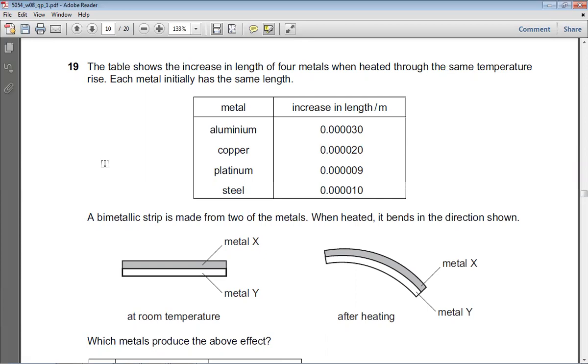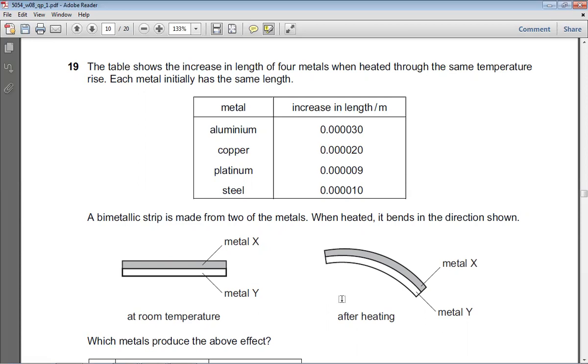So a bimetallic strip is made from two of the metals. When heated, it bends in the direction shown. You see, here you can see that metal X and metal Y have been welded together. So when you heat it, this bimetallic strip bends downward. What does it mean when it bends downward on heating? It means that metal X is expanding more because it makes the outer edge of that arc, and the inner has less increase in length. That's why it has bent downward: the outer metal X is expanding more as compared to metal Y.